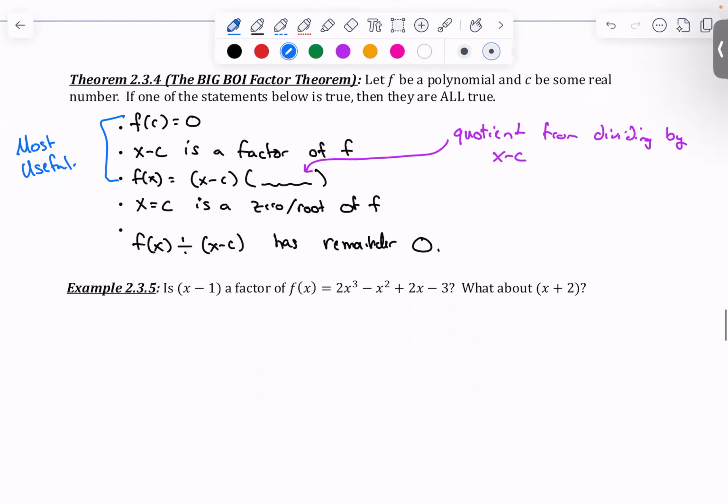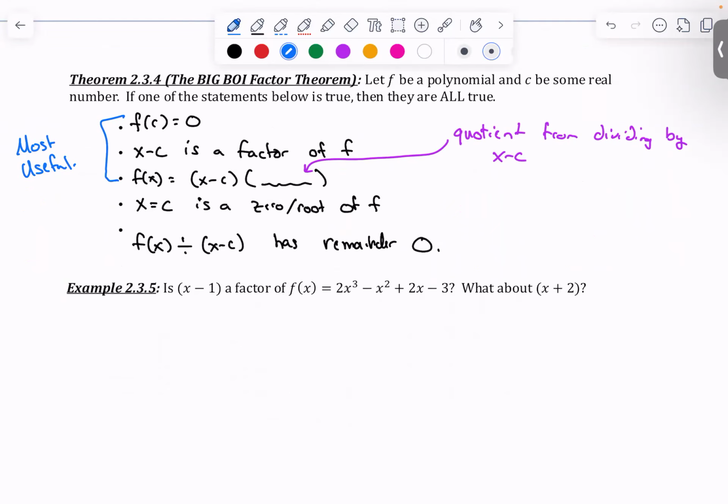As an example, is x minus 1 a factor of f of x, and what about x plus 2? The first factor that I've mentioned, x minus 1, if it was a factor, then it would have remainder 0 when I did synthetic division. And same thing with x plus 2. So let's go ahead and do that.